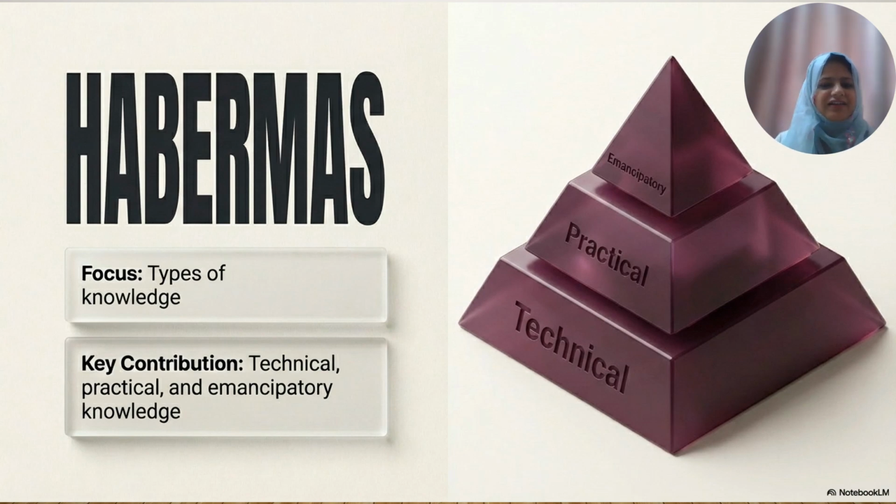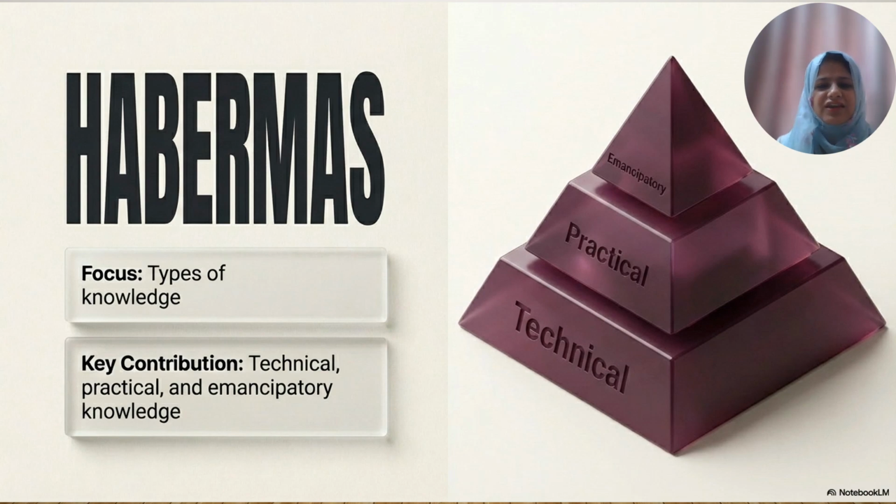So let's not forget the example of the young teacher. Young teacher's teaching now reflects all three types of knowledge: the technical knowledge, the practical knowledge, and the emancipatory knowledge. She uses teaching methods and strategies, that is technical knowledge. She communicates with the students and understands their feelings, that's the practical knowledge. And she encourages the students to think critically and question injustice, so that is the emancipatory knowledge. So Habermas believed that education should help learners become independent and critical thinkers.